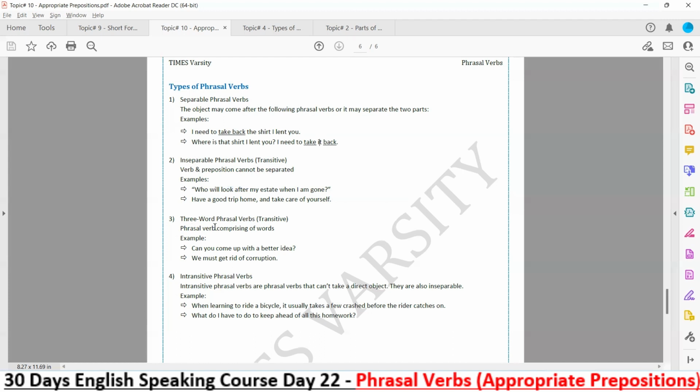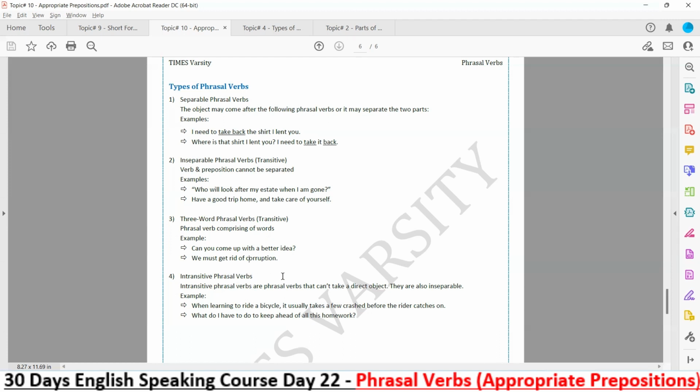Then we have three-word phrasal verbs, where three words are used. Phrasal verbs comprising three words, right? So can you come up with a better idea? Come up with, three words are used. If we are using a three-word phrasal verb, it's a three-word phrasal verb. So we must get rid of corruption. Three words are used, so three-word phrasal verbs.